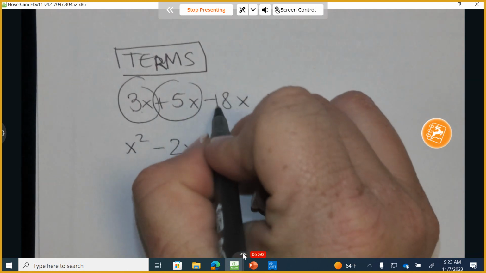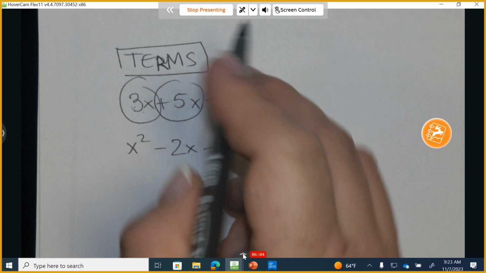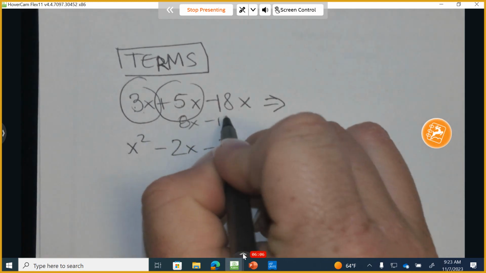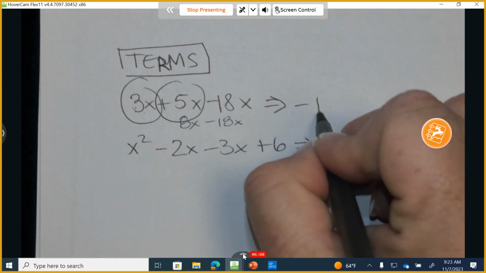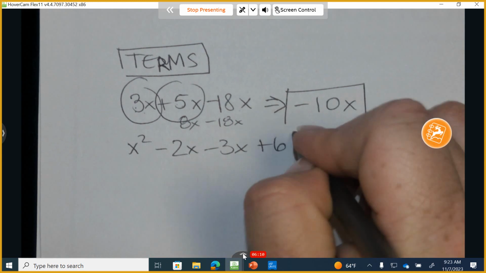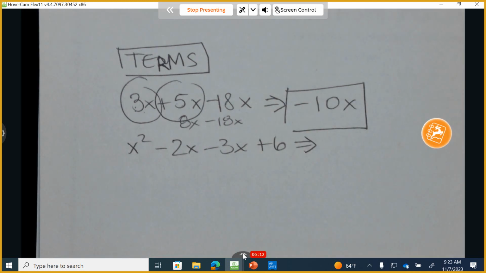And actually, let me change this just to make this a little bit better. 3 plus 5 is 8x. 8x minus 18x is negative 10x. There is one unique term in this expression.